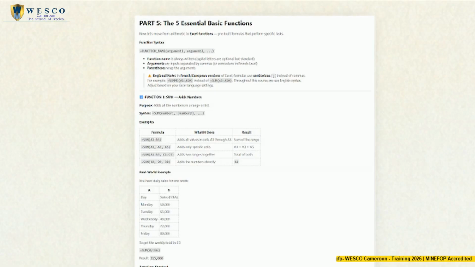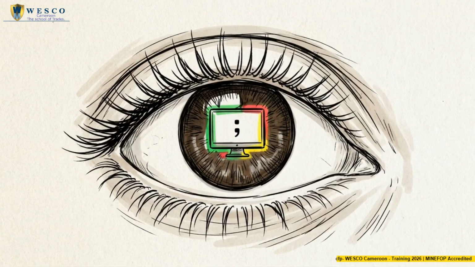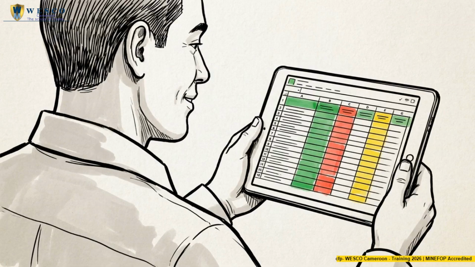To get those answers, learn the language of spreadsheets. The syntax rule: type an equal sign, function name, and inputs inside parentheses. A critical regional difference: English software separates inputs with commas, but French or European versions must use semicolons. Getting this tiny punctuation detail right prevents your formulas from breaking immediately, and it proves to future employers that you have strict attention to detail.